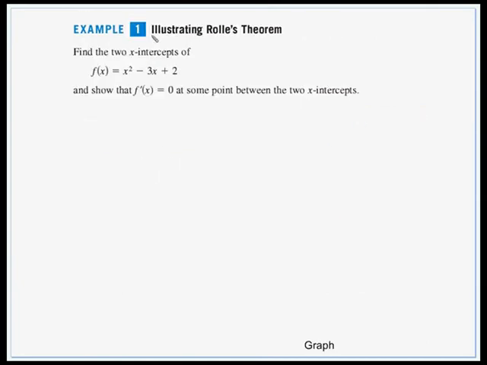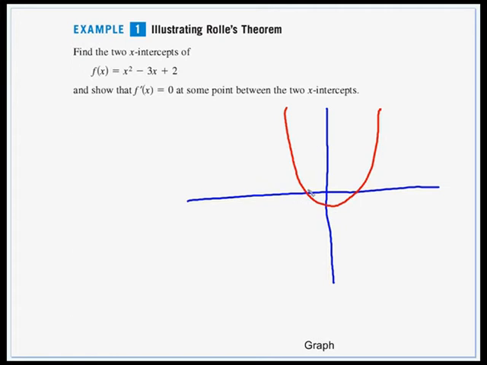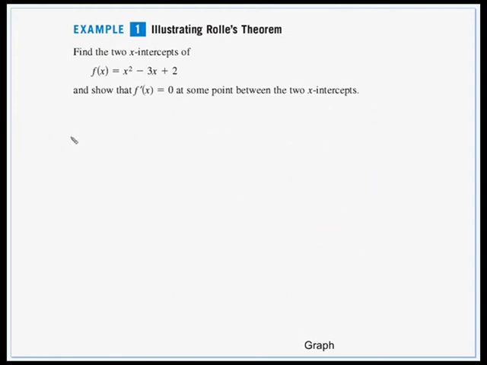Okay, example 1, illustrating Rolle's theorem. First it says find the two x-intercepts of this function, and then show that there is a derivative equal to 0 at some point between those x-intercepts. So graphically, what we want to do is find two intercepts. This is x squared, a parabola opening upward. So we know it's going to look something like this, and we assume it's going to cross the x-axis in a couple places. So let's find those interesting points by taking our function and setting it equal to 0.